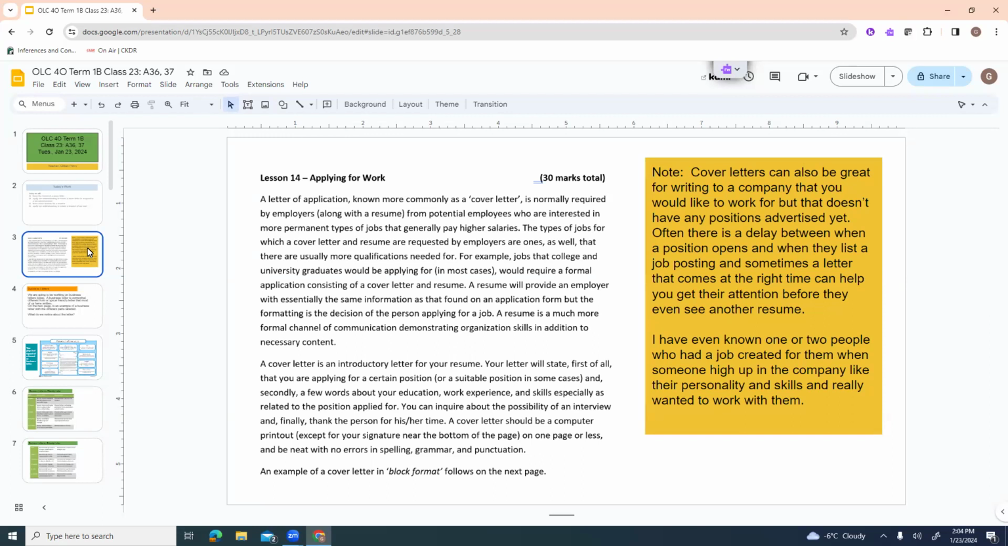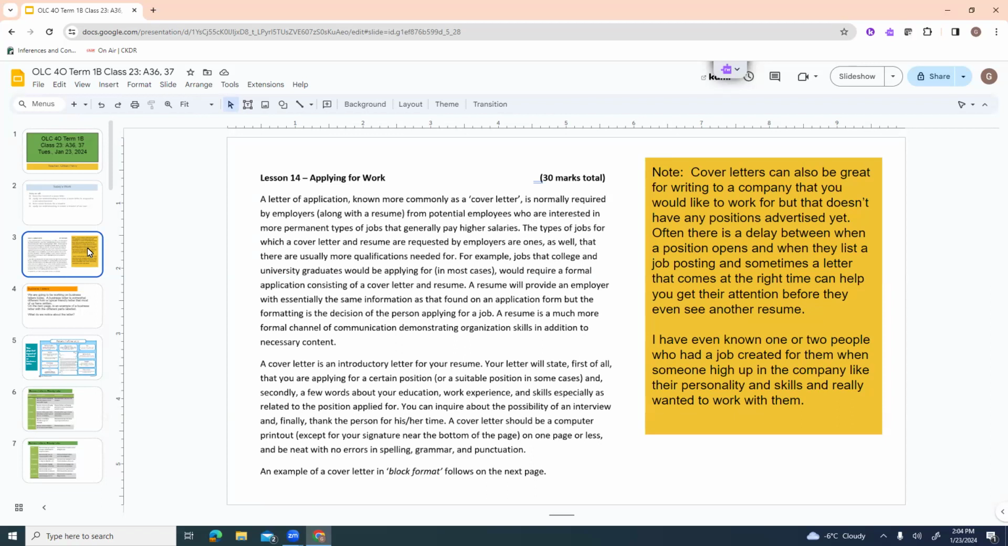Cover letters can also be great if you're writing to a company that you would like to work for, but that doesn't have any positions advertised yet. Often there can be a really big delay between when a position opens and when they list a job posting. And sometimes a letter that comes at the right time can help you get their attention before they even see another resume.